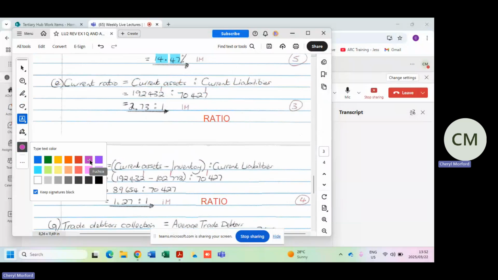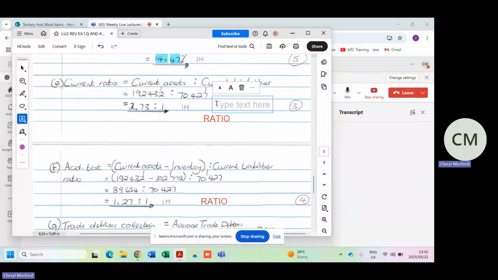So for the current ratio, the generally accepted value, the norm, we're going to say is 2 is to 1. So how is our business doing compared to the generally accepted amount? Yeah, we are exceeding that. So we would say that the liquidity position of our business is actually very good, because for every R1 of current liabilities, it's got R2.73 of current assets.